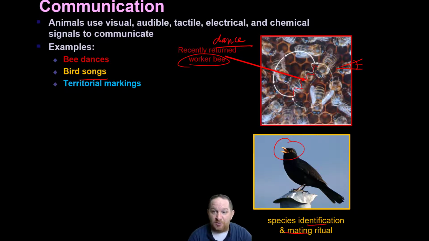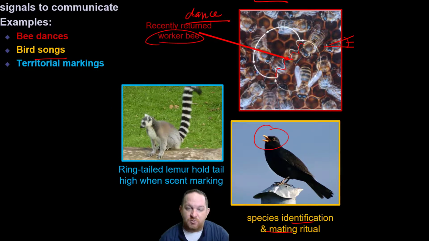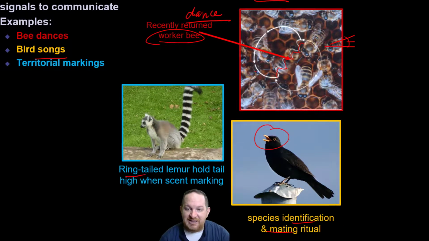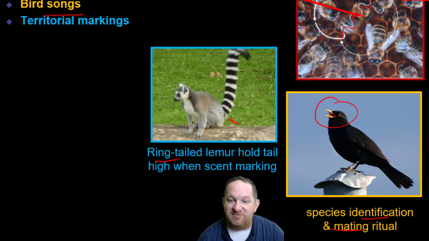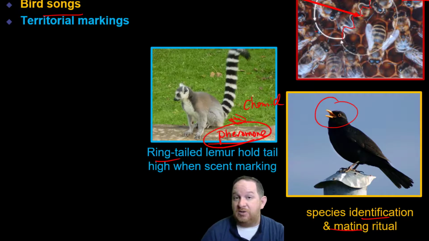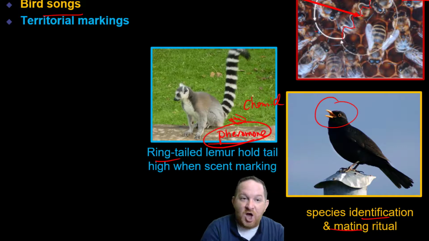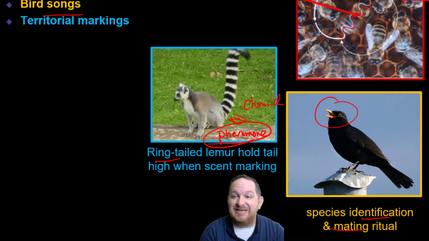There's also chemical communication when you think about territorial markings. So we've got a nice ring-tailed lemur here. Notice that it's holding up its tail because it's probably leaving some scent behind. It's leaving a chemical, right? Maybe a particular pheromone, which is a scent that they leave behind, either to mark its territory or maybe to attract a mate or maybe both. So another way of communication is chemical communication.